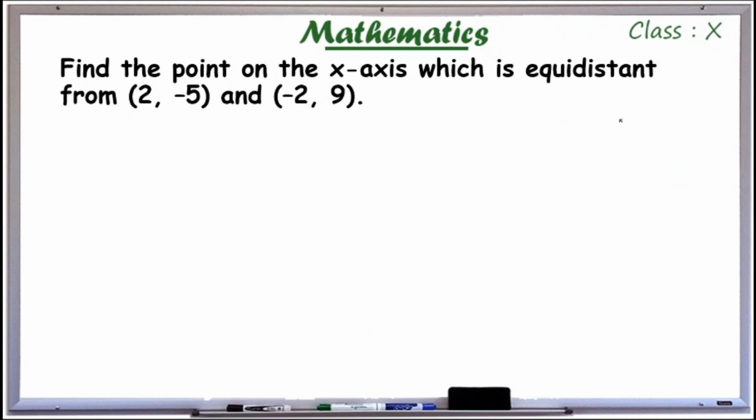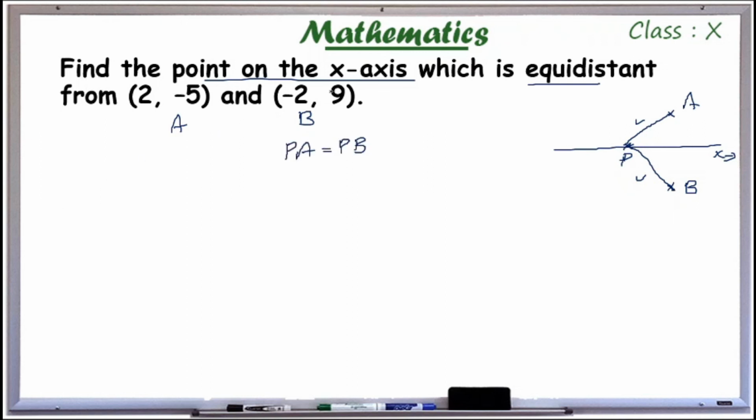Now I have to find the point on the x-axis. Suppose this is the x-axis. So I have A, B and P, and the question says P is a point on the x-axis. So here P is the point on the x-axis, and we have A and we have B. Equidistant means PA is equal to PB. Both sides are the same. That is what is meant by equidistant. So P is equidistant from A and B, which means PA is equal to PB.